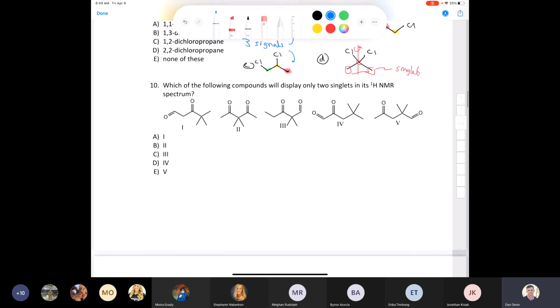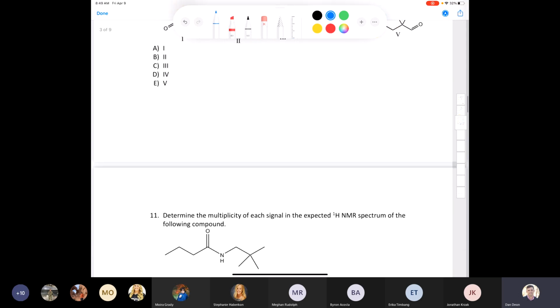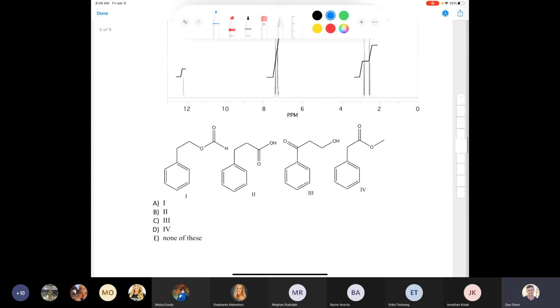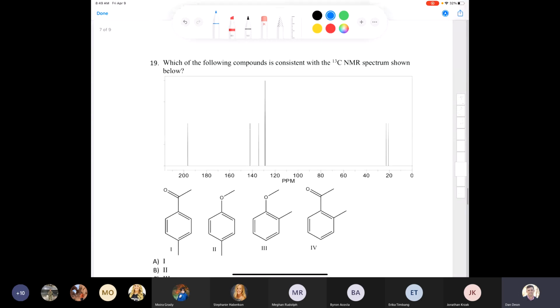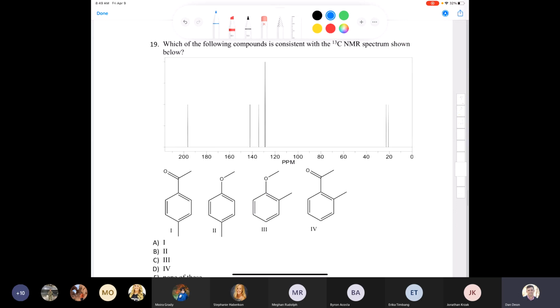Okay, I want to skip ahead here. Just what time is it? 8:49. I want to skip ahead to question number 19. And I'll post the solutions to these problems for you. But I want to skip ahead to question number 19 because I want to take a look at some problems that deal with carbon-13 spectroscopy. Which of the following compounds is consistent with the carbon-13 NMR spectrum shown below?